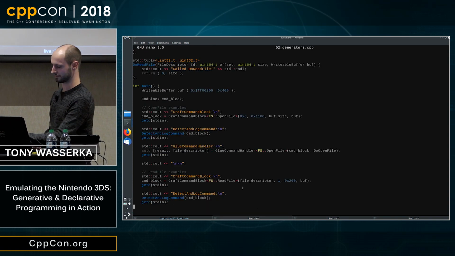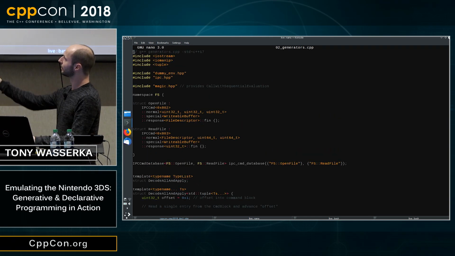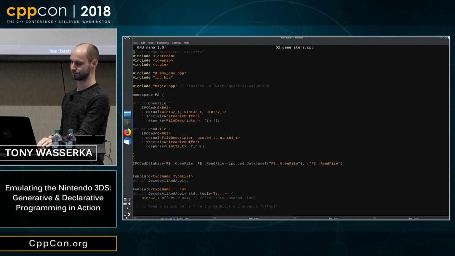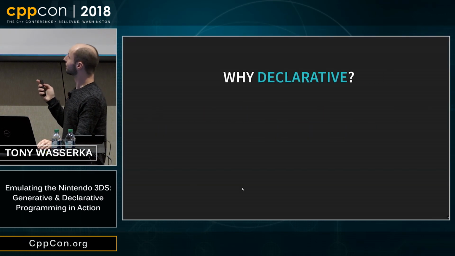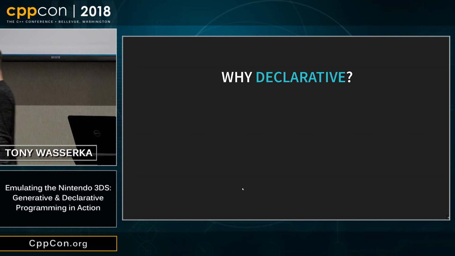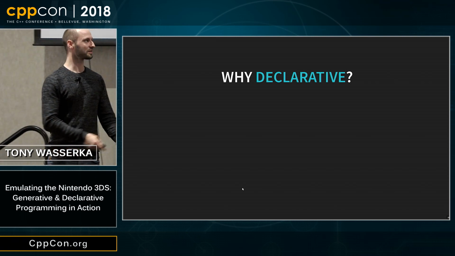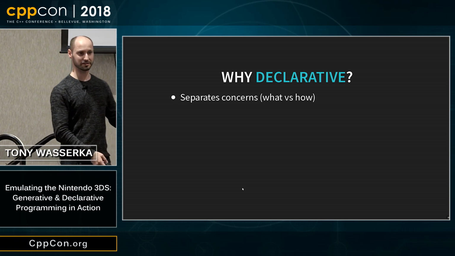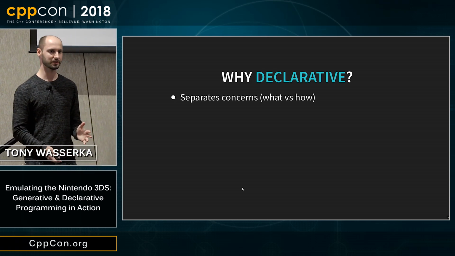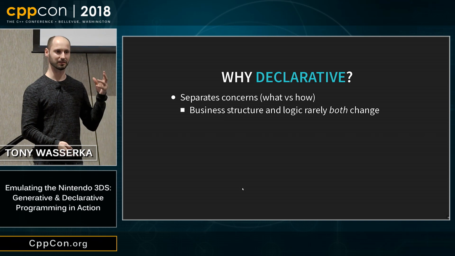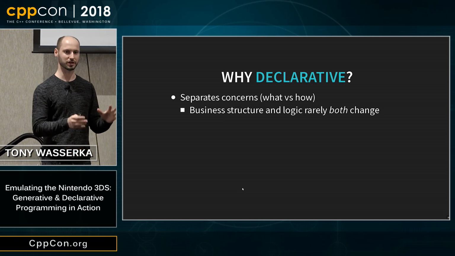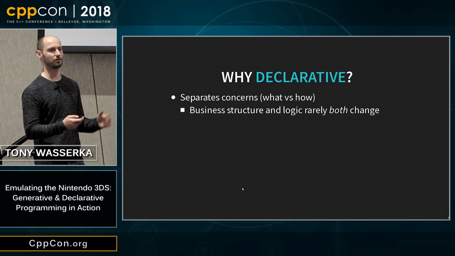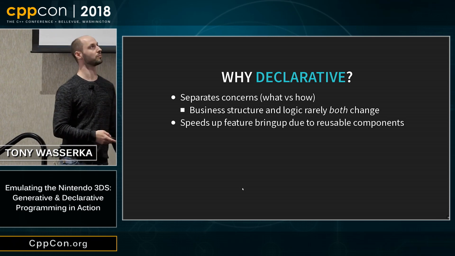You basically just have these centralized definitions up here, and you can do all kinds of different things with them just because they have a centralized definition for them. Right, so to summarize very quickly, what is all of this that I just showed you good for? Well, it separates contents, what versus how, which is really good because rarely do you have a change in your system where both the structure and the logic of your system change. So it makes logical sense to actually separate them.